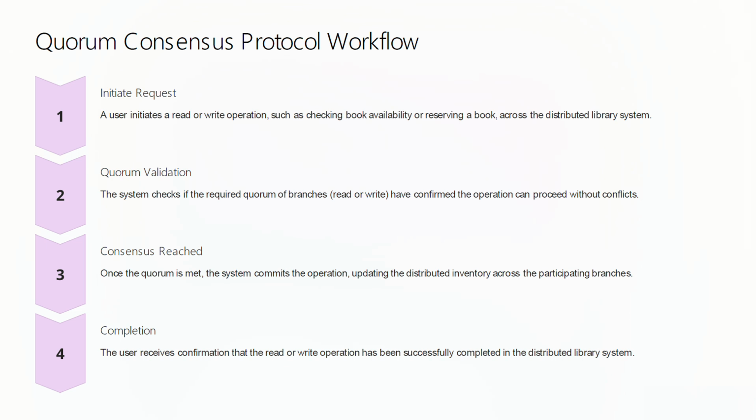confirming that the data can be safely written. For example, when a library user tries to borrow a book, the system sends a reservation request to multiple branches. If three branches out of five confirm the reservation, we have met the write quorum, so the reservation goes through. If fewer than three branches respond, the transaction fails and the user receives a message that the reservation could not be completed. This workflow ensures consistency while still allowing distributed data access.